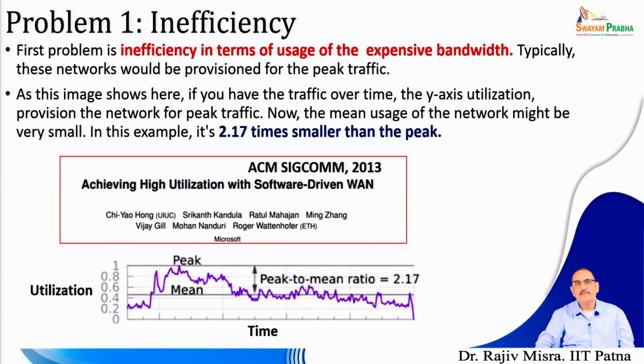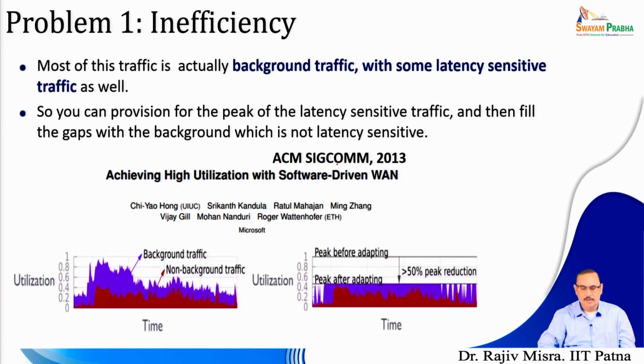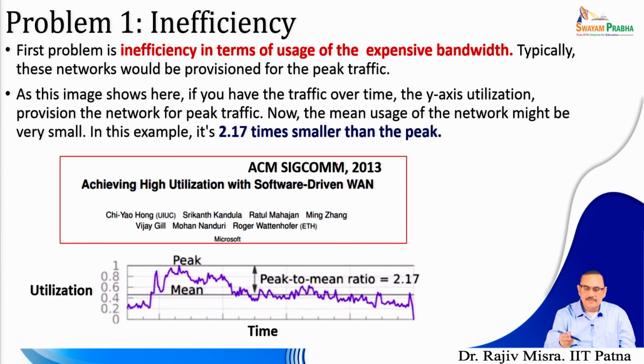Now, let us see what problems and inefficiencies we get into when using MPLS for inter data center networking. Let us understand the problems, and how these different vendors like Google and Amazon are handling inter data center networking. Problem one is inefficiency. The first problem is inefficiency in terms of usage of the expensive bandwidth. Typically, this network would be provisioned for the peak traffic.